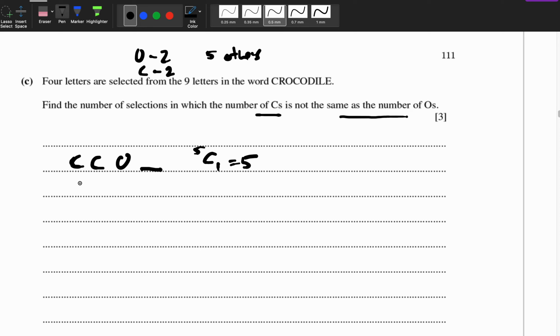2C. Okay, we still continue with 2C. So 2C, you cannot have 2O. 2C, the next combination will be 2 others. 2 others means you have to choose from the other 5. So this is 5C2. So here we're going to get 10.